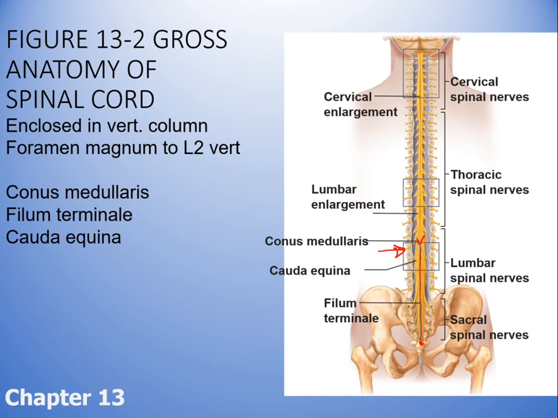The cauda equina is a term that many of us may know, and it means horsetail. And what it refers to is all these nerves that kept elongating with your growth, even though the spinal cord itself could not keep up with that growth.